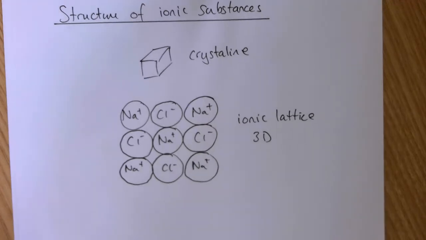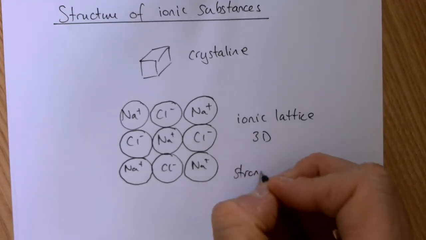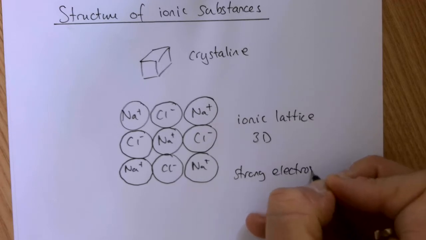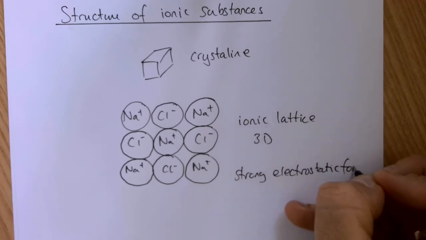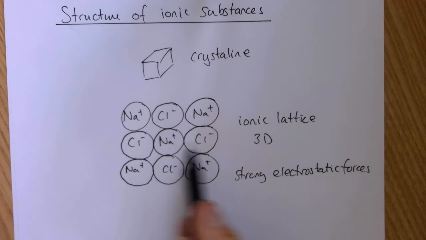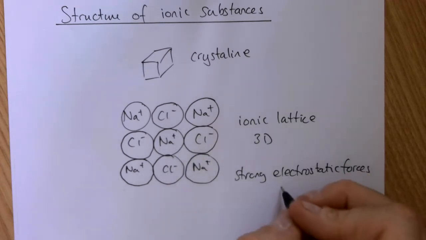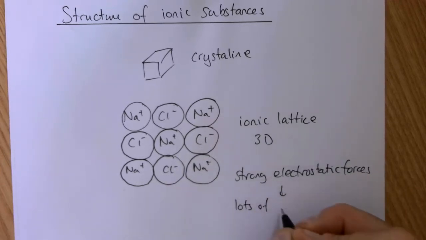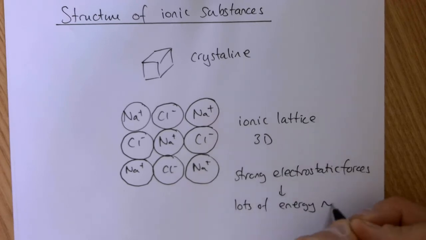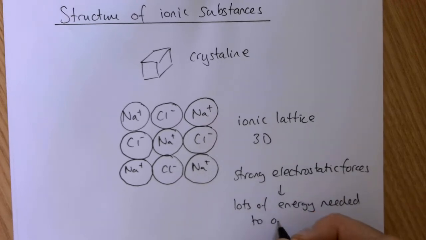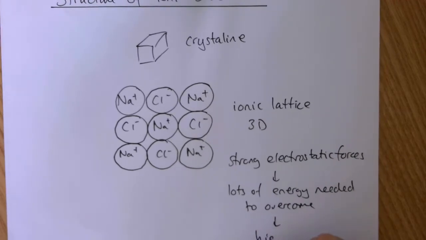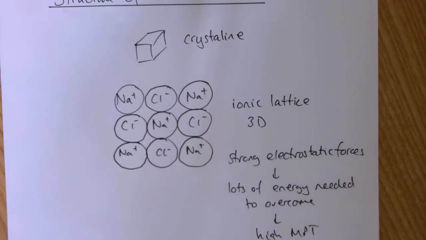We also need to remind ourselves that we've got strong electrostatic forces holding the ions together. So strong electrostatic forces between these ions. That means lots of energy is needed to overcome these. And as a result of that, ionic substances have generally very high melting points. There are some exceptions, but generally very high melting points, well above 500-600 degrees Celsius, often into the thousands.